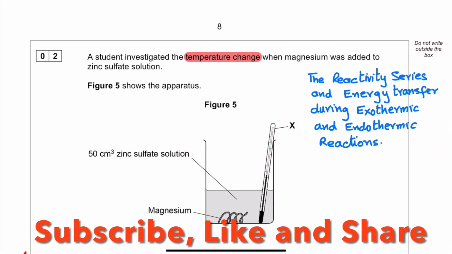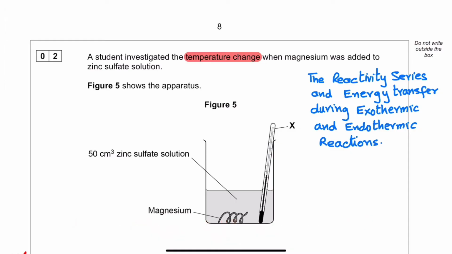Question number 2. A student investigated the temperature change when magnesium was added to zinc sulfate solution. Figure number 5 shows the apparatus. 50 cm³ of zinc sulfate solution is present here. A ribbon of magnesium is added. This question is from the topic of the reactivity series and energy transfer during exothermic and endothermic reactions.